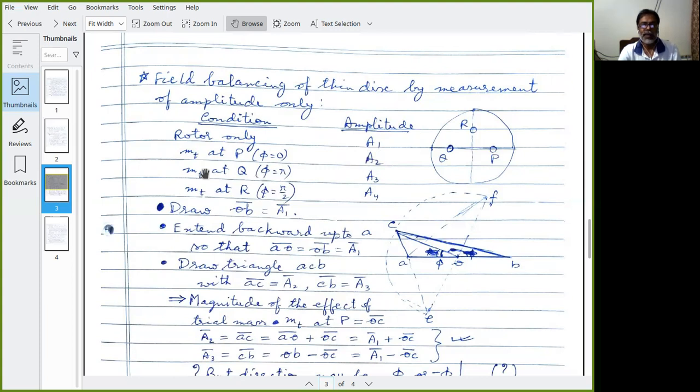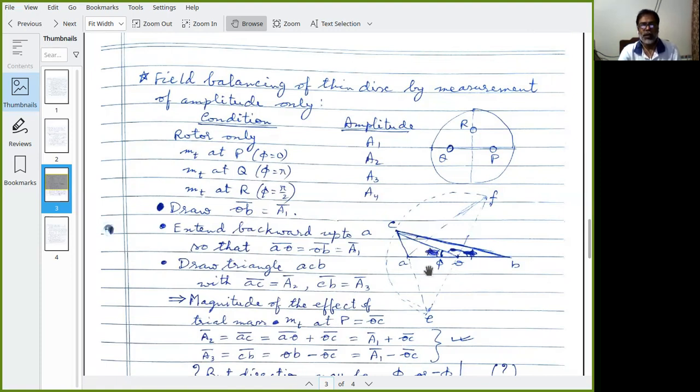Then you put the MT trial mass exactly in the opposite direction. The same mass exactly in the opposite direction, at angle phi plus pi. Then you get the amplitude, note it as A3. And then in between the two angular positions, that is phi plus pi by 2, you take the fourth reading, that is A4. Now start the construction. I have told here the construction as graphical, but you can do the whole thing by calculation.